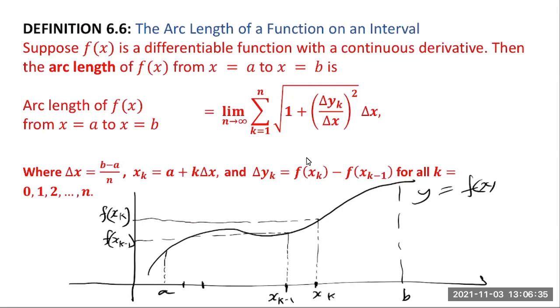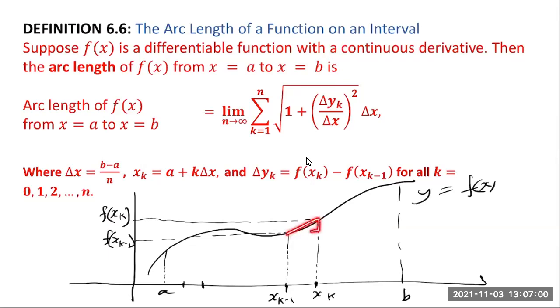Okay, now I know this point. This is xk minus 1 comma f of xk minus 1. This point is xk comma f of xk. So if I know those 2 points, I can find this line segment, the line segment obtained by joining these 2 points. I can find the length of this line segment. What do I use? The Pythagorean theorem, right?